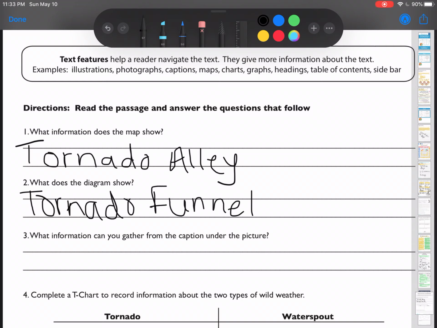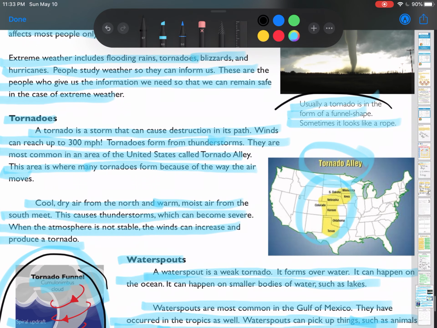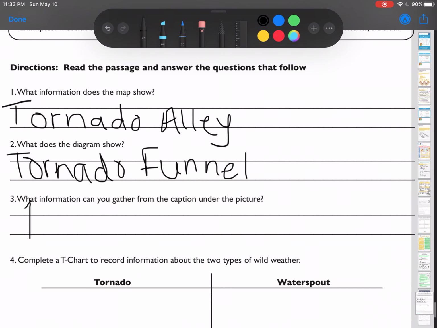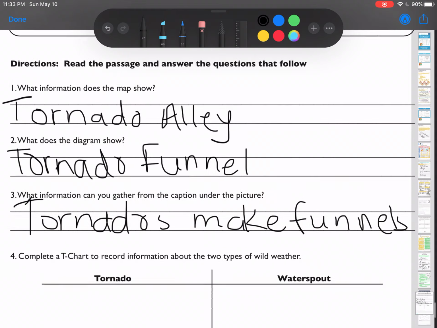What information can you gather from the caption under the picture? So here's our picture. Here's the caption. It says usually a tornado is in the form of a funnel shape. Sometimes it looks like a rope. So tornadoes make funnels. All right.